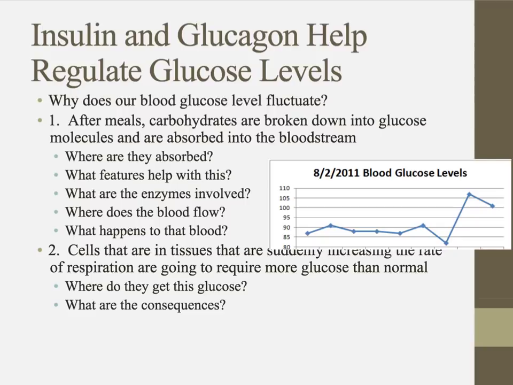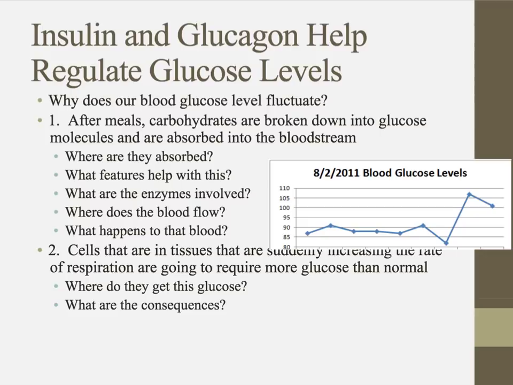After meals, carbohydrates are broken down into glucose molecules and are absorbed into the bloodstream. They are absorbed in the small intestine. The features that help with this are the villus, or the villi, plural. Enzymes involved in carbohydrate breakdown are things like amylase. That blood flowing from the small intestine is going to go to the liver, and then the liver regulates the glucose level in that blood.